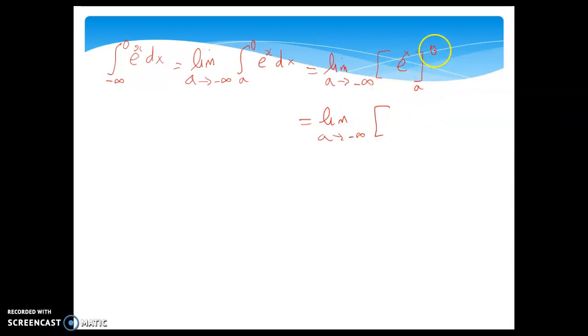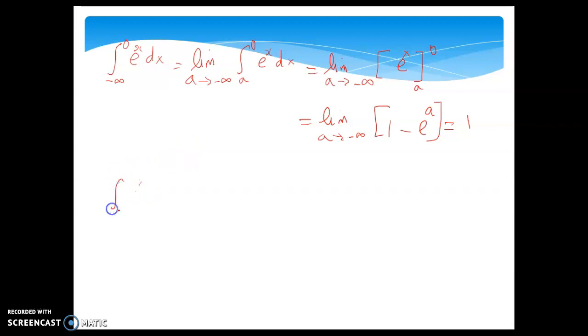So then limit as a goes to negative infinity. We're going to substitute for 0. So e to the 0 is going to be equal to 1. e to the a is going to be e to the a. So when we take the limit of this expression, we get 1. That means my integration converges to a certain number, 1.